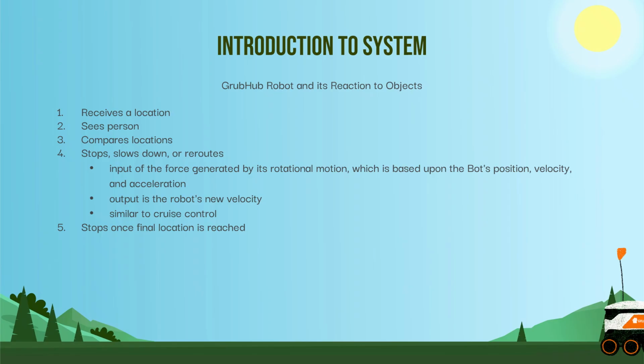It has an input of the force generated by its rotational motion, which is based upon the Grubhub's position, velocity, and acceleration. Based upon this, its output is the robot's new velocity.